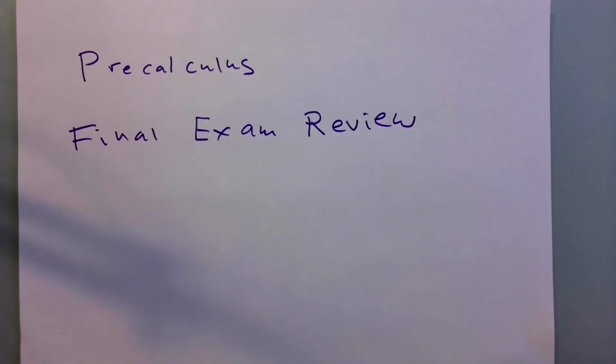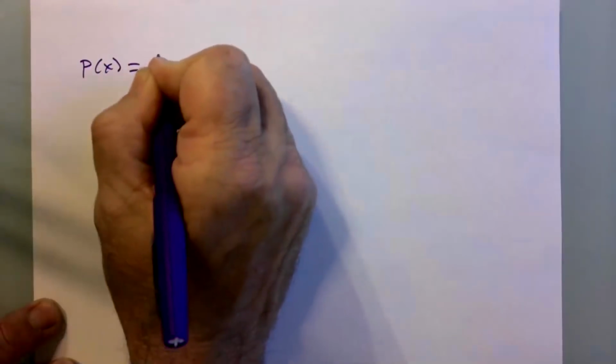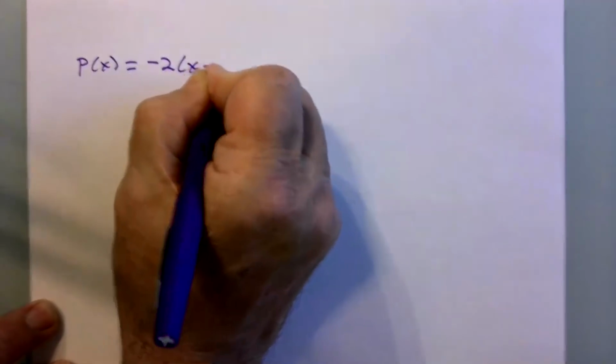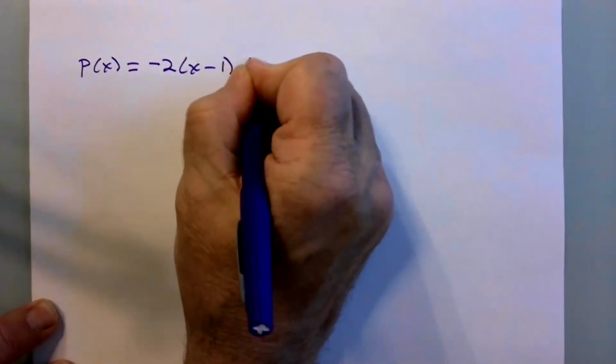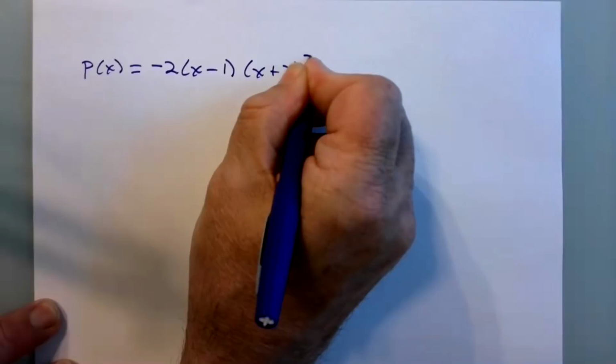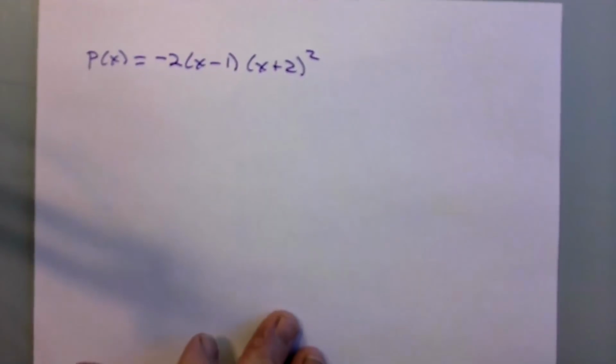All right, today we're going to start with a polynomial. We're going to look at p of x is -2 times x minus 1 times x plus 2 squared. So our goal will be to graph this, but let's do some analysis of this first.